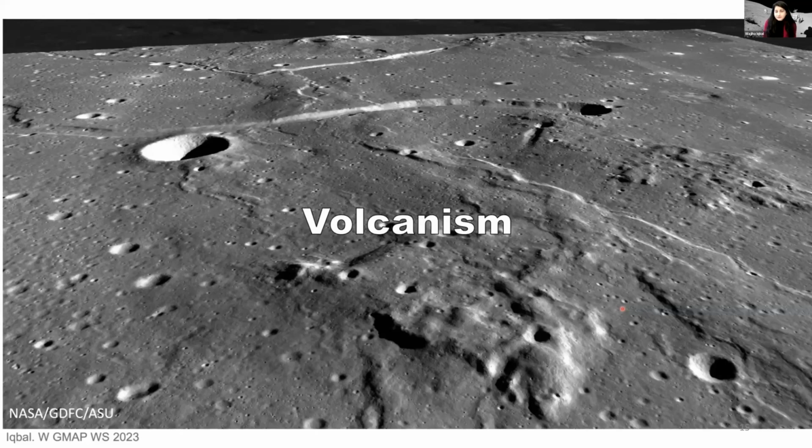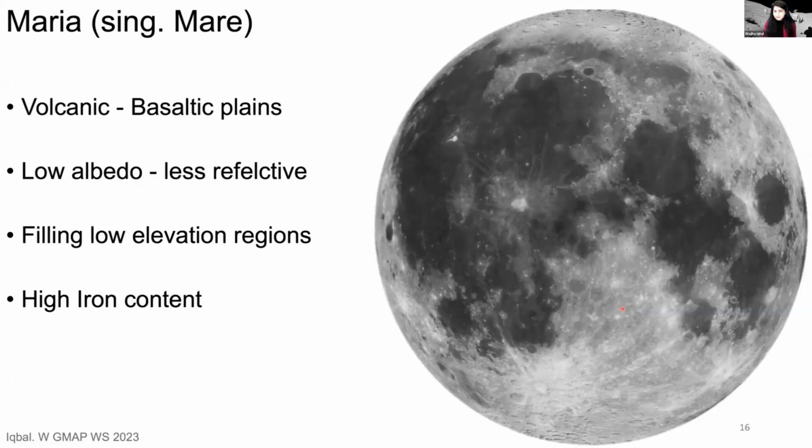Volcanism is, I would say, the second most common process on the Moon. When we look at the Moon with the naked eye, we see these dark spots. These are Mare units. They are volcanics, and we say they are low albedo units. They fill the depressions, the basins and low elevation areas. And in spectral data, we identify them by a higher iron content.